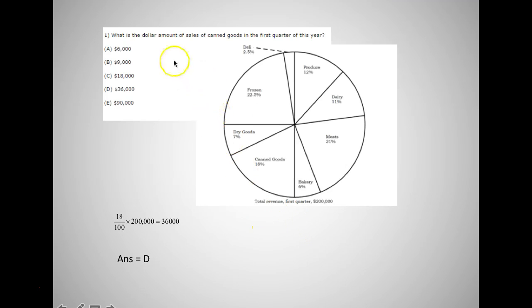Coming to the first question, what is the dollar amount of sales of canned goods in the first quarter of this year? Canned foods accounts for 18%, so the answer would be 18 by 100 of 200,000, which is 36,000. So your answer is D.